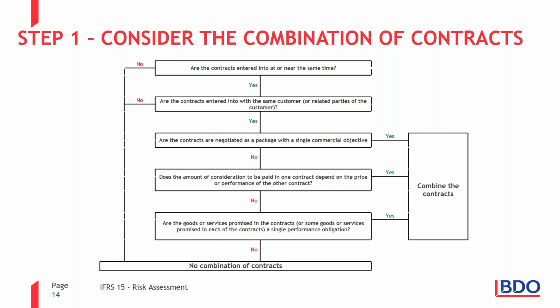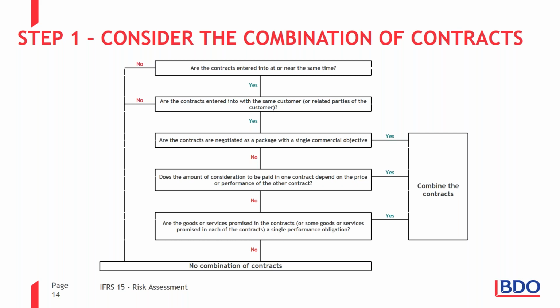And if we say yes to that as well, are the contracts negotiated as a package with a single commercial objective? As soon as you say yes to that single commercial objective, the fact that we legally structure it in 5 different legal contracts or legal documents doesn't matter. For IFRS 15 purposes, we look at the substance, and all of those 5 legal documents are actually one combined contract.